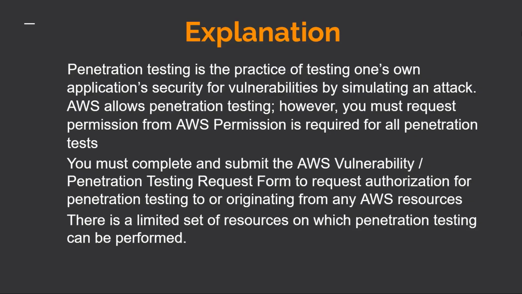Explain. Penetration testing is the practice of testing one's own application security for vulnerabilities by simulating an attack. AWS allows penetration testing. However, you must request permission from AWS. Permission is required for all penetration tests. You must complete and submit the AWS vulnerability/penetration testing request form to request authorization for penetration testing to or originating from any AWS resources. There is a limited set of resources on which penetration testing can be performed.